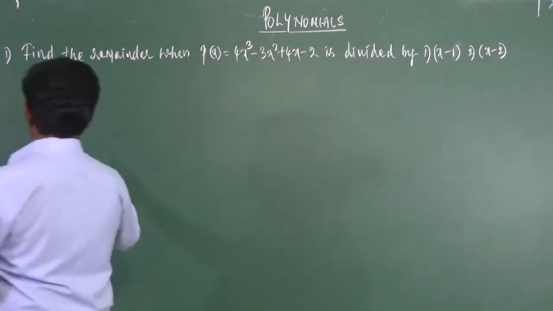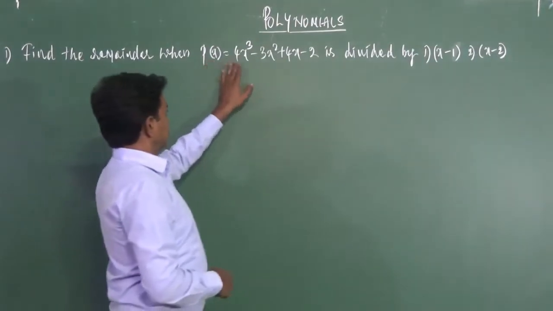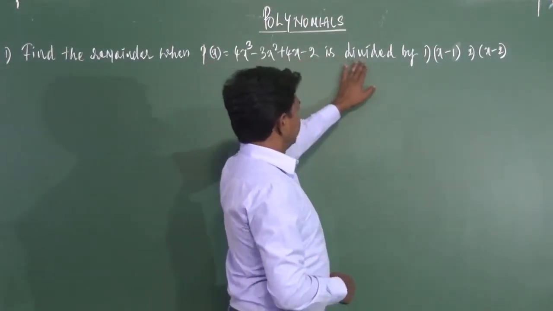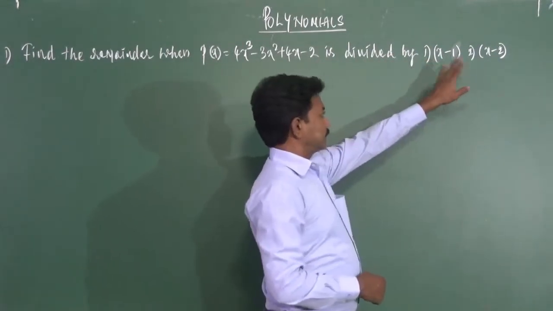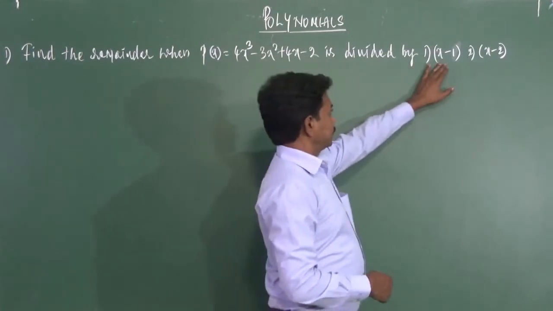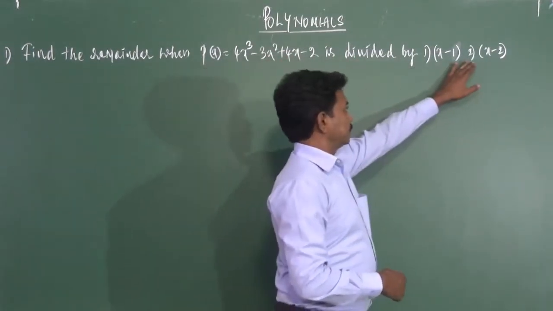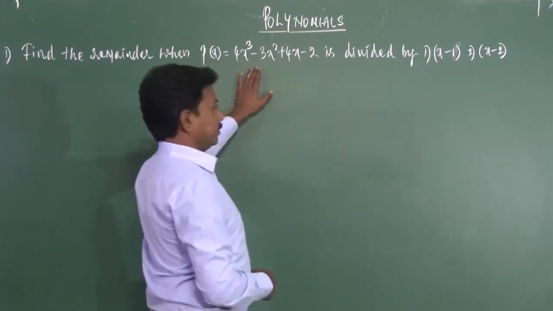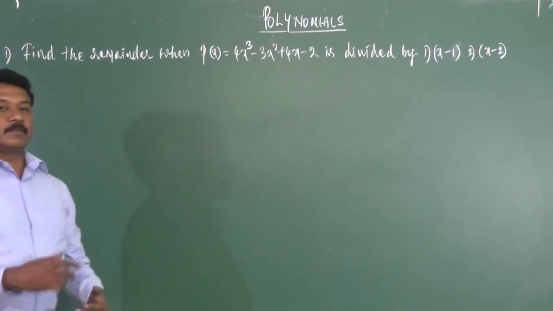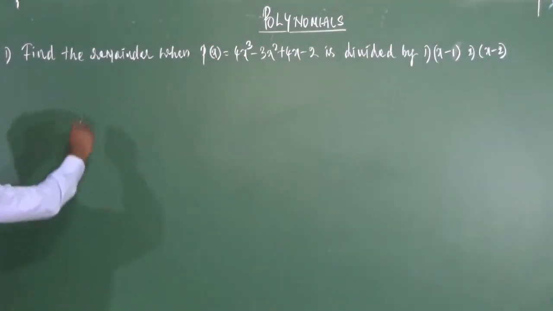Very important. Find the remainder when p of x, that is 4x cube minus 3x square plus 4x minus 2, is divided by x minus 1 and x minus 2. So when x minus 1 divides this p of x, we have to find the remainder, and when x minus 2 divides this polynomial p of x, we have to find the remainder by using the remainder theorem but not by using the long division method. Okay, so let us get into the first one.